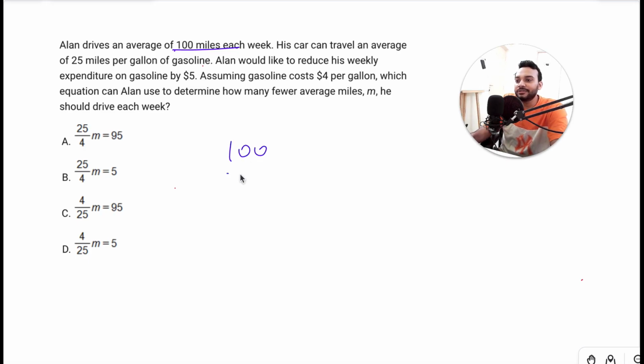Average number of miles per week upon 25 miles, which the car can move per gallon. So these many gallons of gasoline Alan is using in each week. This multiplied by the rate of each gallon of gasoline will give you the total cost of gasoline for each week.